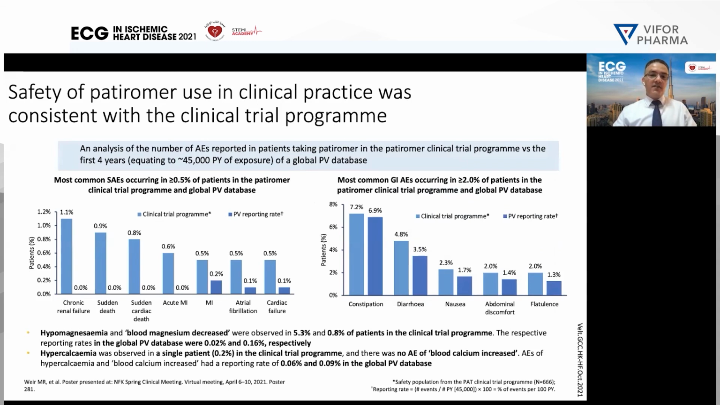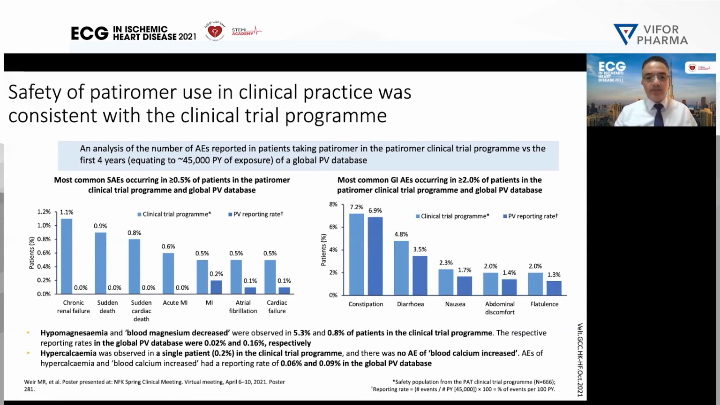Here are other safety studies and analyses, and this is from real-world studies, real-world registries. Hypomagnesemia and decreased blood magnesium were observed in only 5.3% and 0.8% of patients in the clinical trial program.